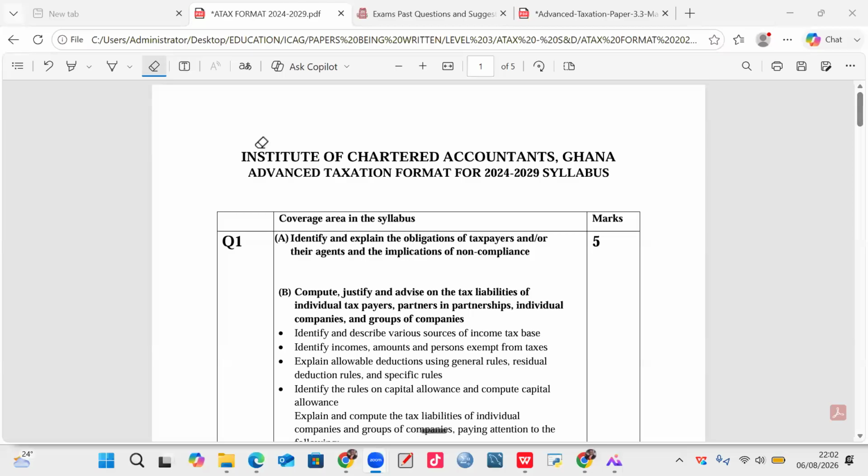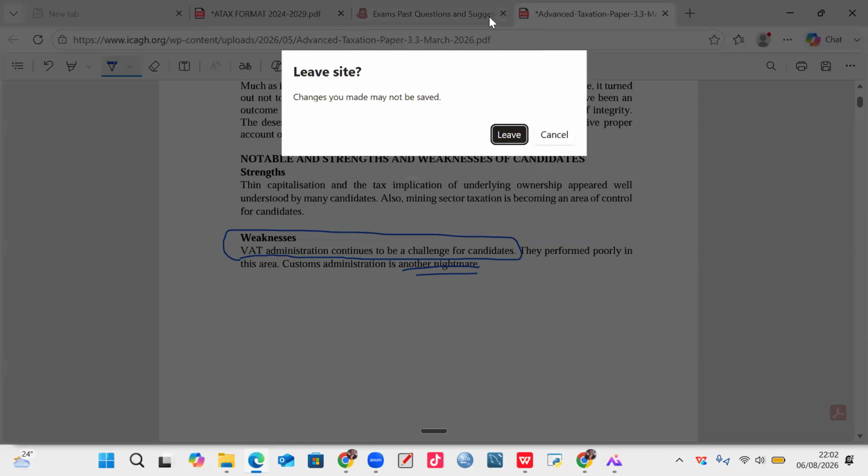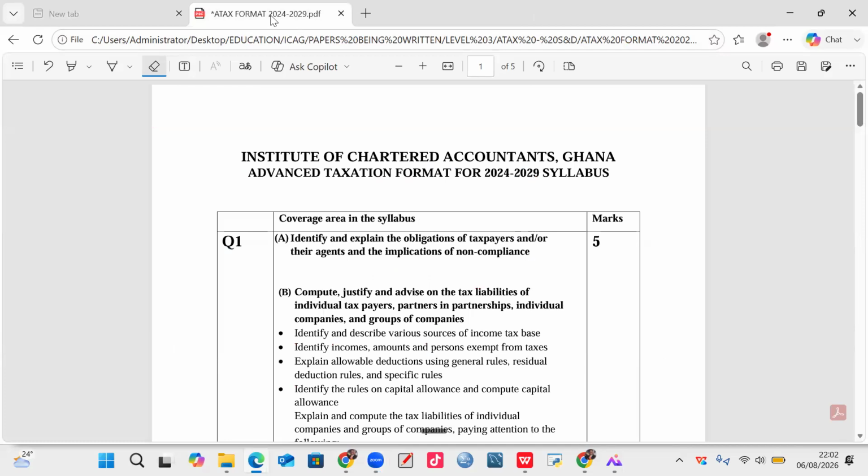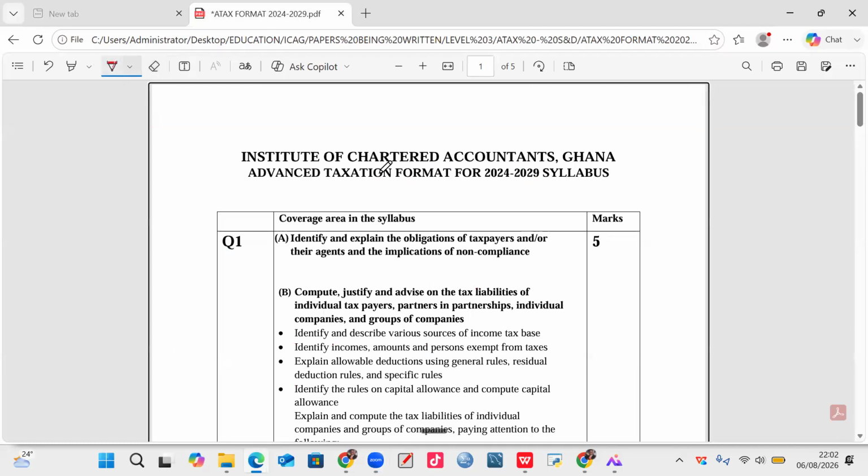All right, so ATAX, right? ATAX, and we're learning that it's for 5 years. The duration, the syllabus period is 5 years, or let's say 6 years. And every 5 years, the syllabus is renewed. And this document contains the areas constituting the syllabus upon which exam questions are determined.